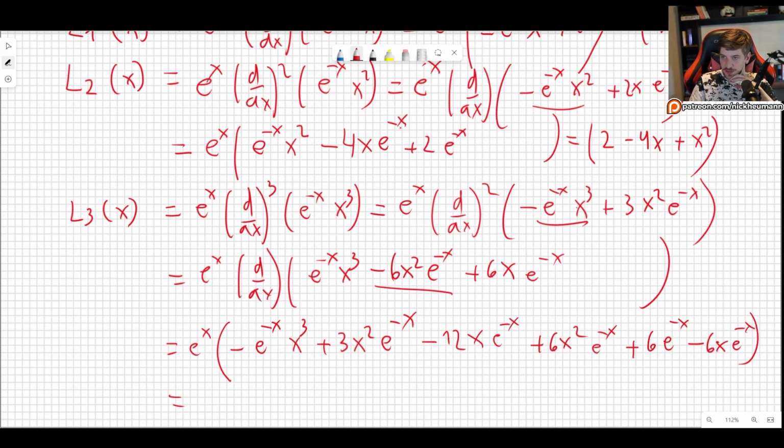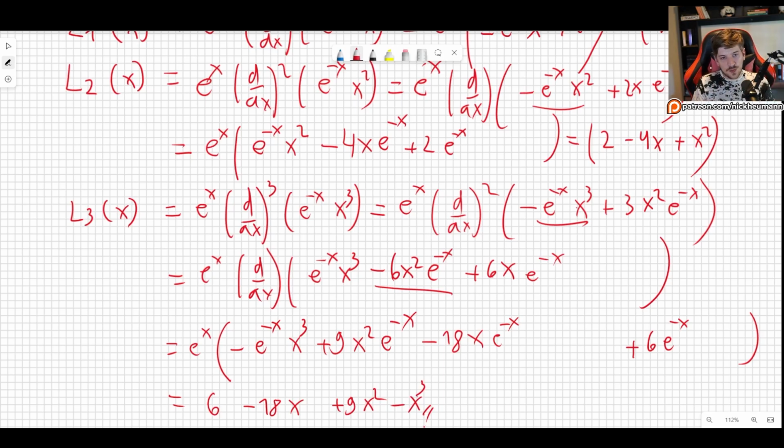So let's see, what can we simplify here? We have 6 and 3, so that's 9. So this is 9, and this one goes away. And then we have minus 6 and 12, so that's 18. So this here is 18. And that's it. So now let's multiply through and arrange from lowest to highest power. So in lowest we have 6, then we have minus 18x, then plus 9x squared, and finally minus x cubed. So that is the fourth Laguerre polynomial.